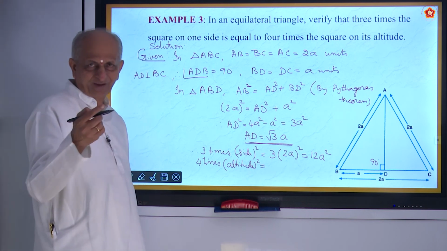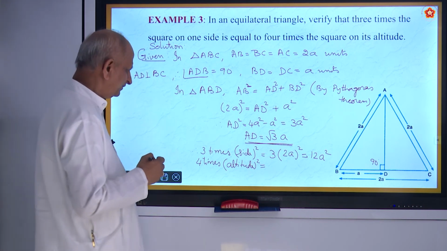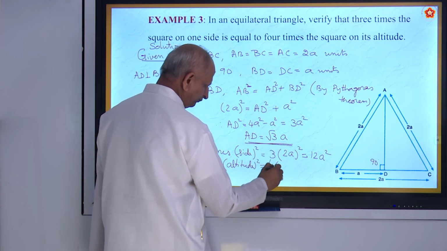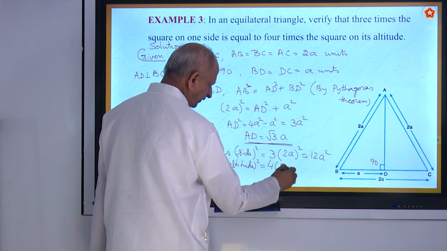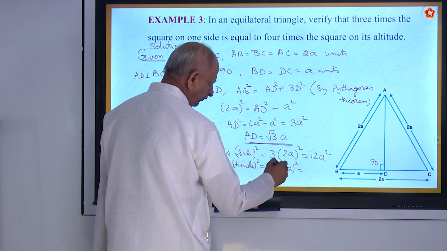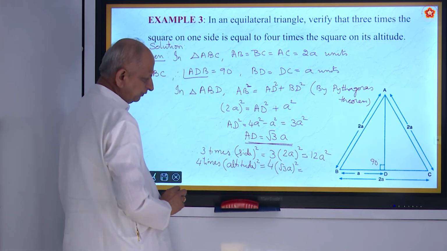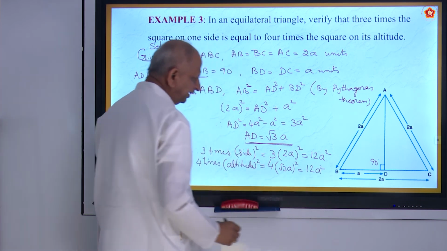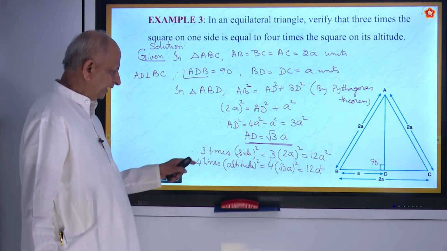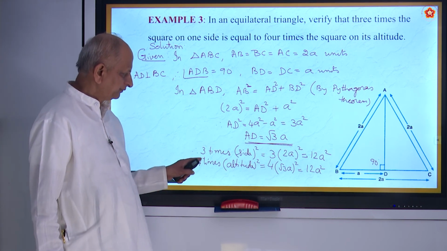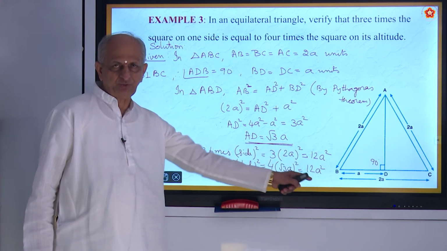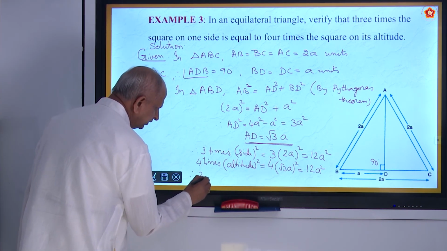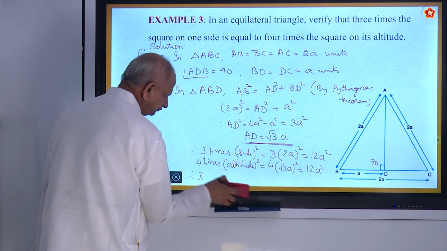Are you following it or not? You are following, right? Super. 4 into the altitude squared, root 3 A squared. So 4 into 3A square, that is 12A square. So both are equal. Therefore, you can write this is also 12A square, this is also 12A square. So what do you get? Therefore, 3 times, hence the proof.